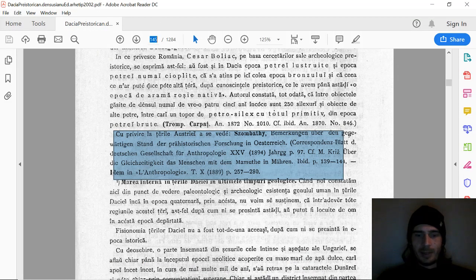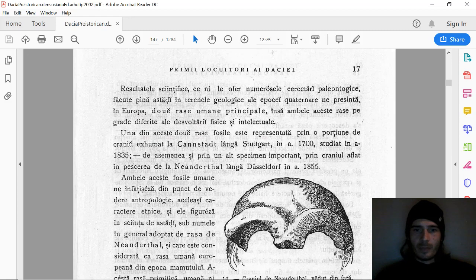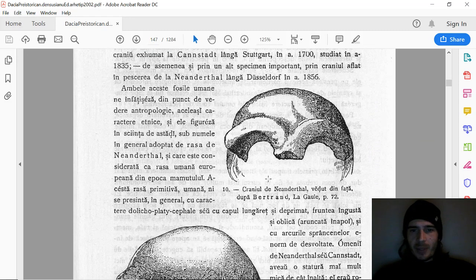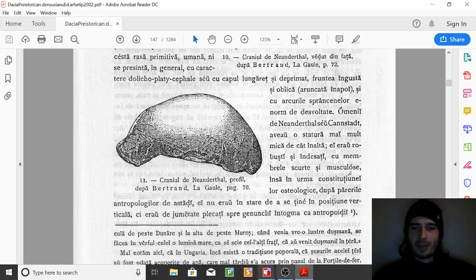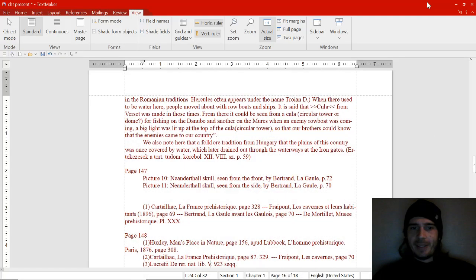Okay, let's see. Picture 10 is a Neanderthal cranium seen from the front, after Bertrand from his book La Gaule, page 72. 11 is the same thing, same book, same person, page 70, except it's a profile of the cranium, or side view. Nothing fancy here, but I must study Neanderthal and Cro-Magnon and see what has improved in terms of knowledge in the last 100 years.